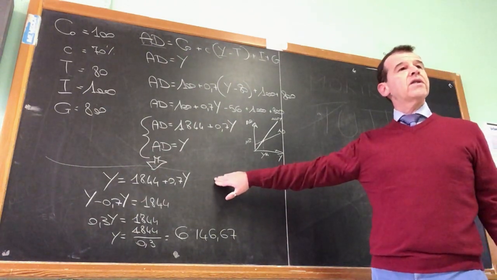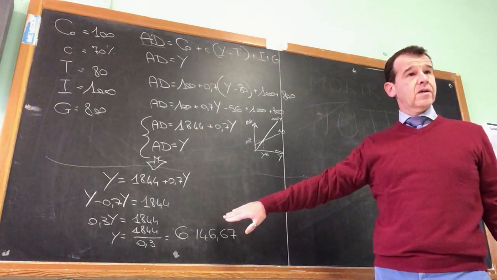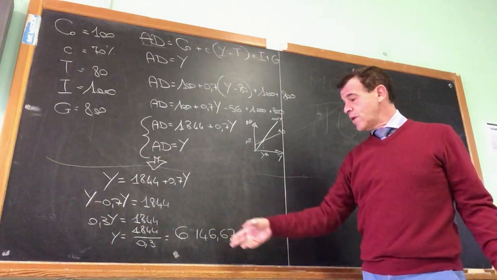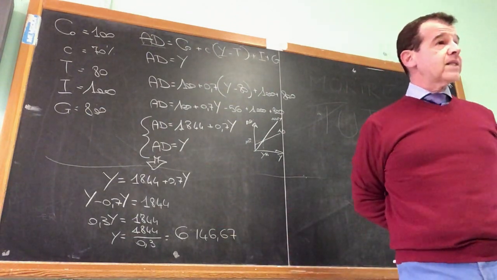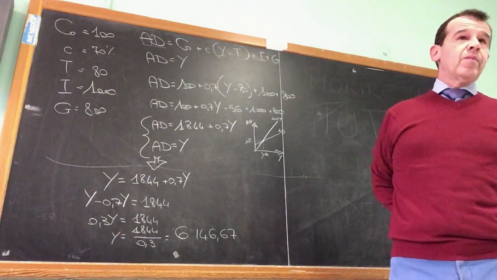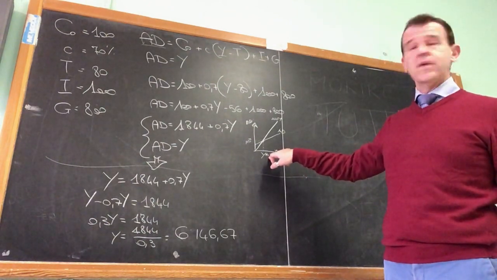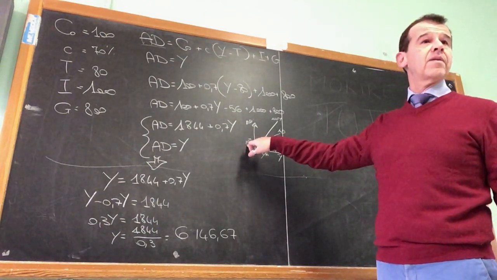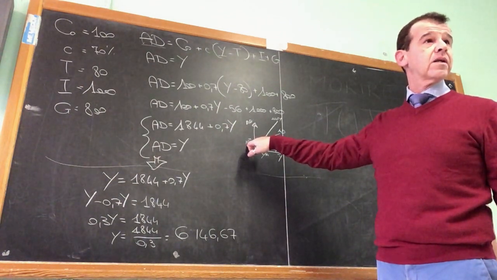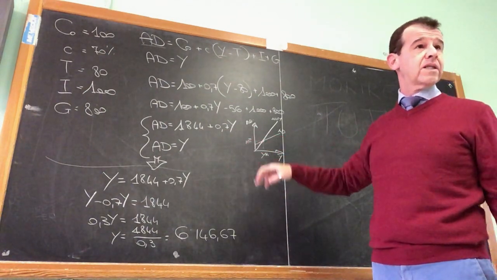Is it very clear all the steps we did to solve it? No doubts on it? So we know that 6,146.76 is the equilibrium income, so it's going to be the value of the equilibrium income as well as the value of aggregate demand. Correct? So this is quite simple.